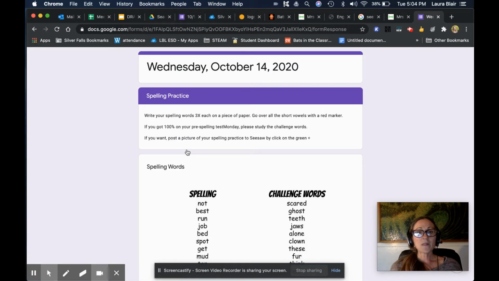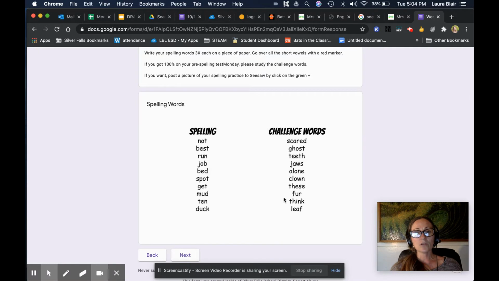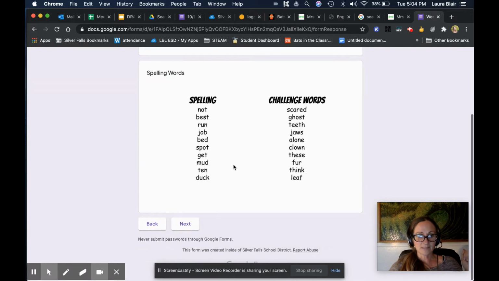So write your spelling words today three times each on a piece of paper, and then I want you to go over all of the short vowels with a red marker. So if you got 100% on your pre-spelling test, I want you to do these challenge words, okay? If you want, you can post a picture of your spelling practice on Seesaw by clicking the green plus.